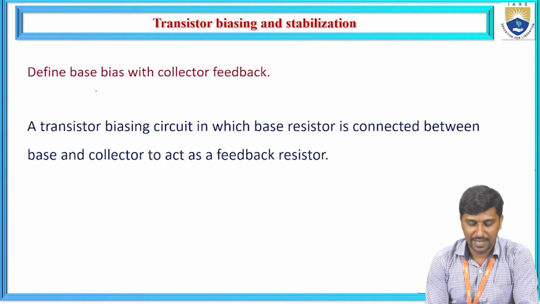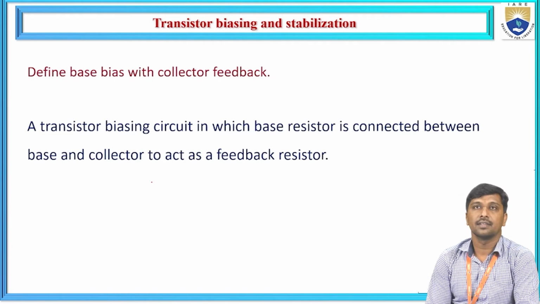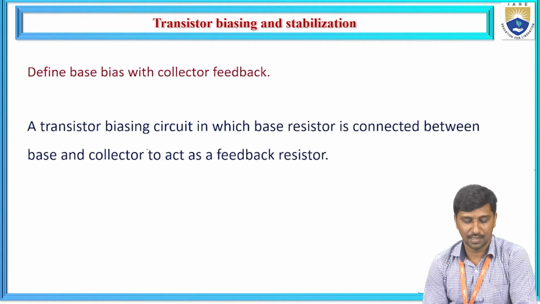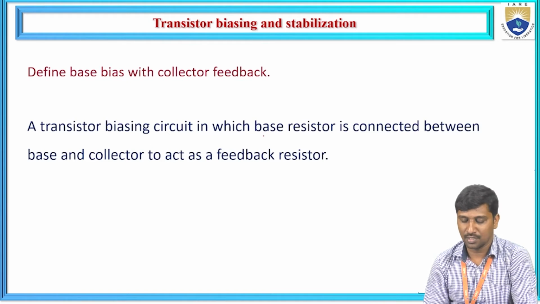Now, define base bias with collector feedback. This means that we need to make some biasing. It is a biasing circuit in which the base resistor is connected between the base and the collector to act as a feedback resistor. So, let us take this.